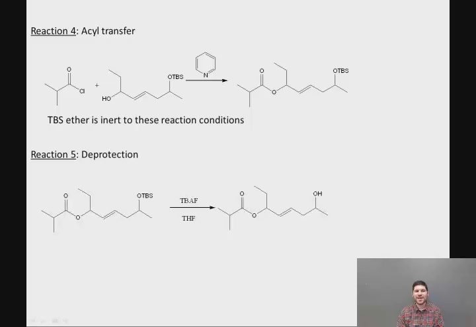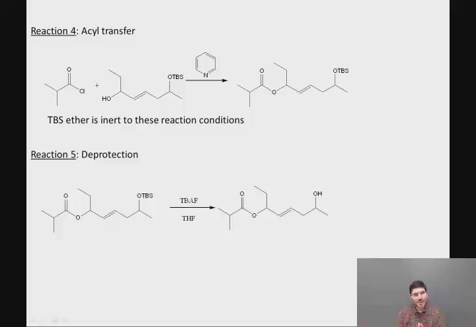Our final step then is deprotection. As we discussed previously, the reagent that's used for deprotection is TBAF. It goes selectively after the OTBS. It is neither acidic nor basic, and there's no water present, so we're not going to have to worry about hydrolyzing an ester. The TBAF reagent selectively goes after the TBS protecting group, removes it, and leaves us with the alcohol that we want as our final product.